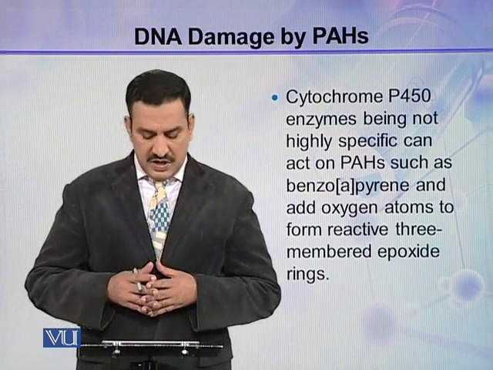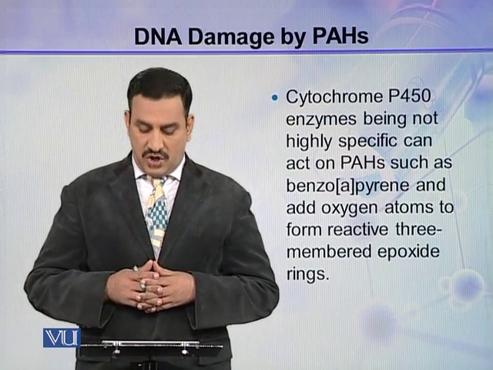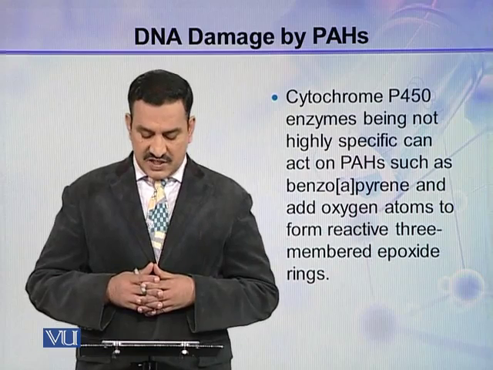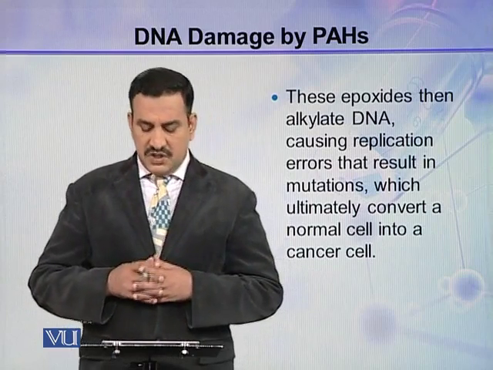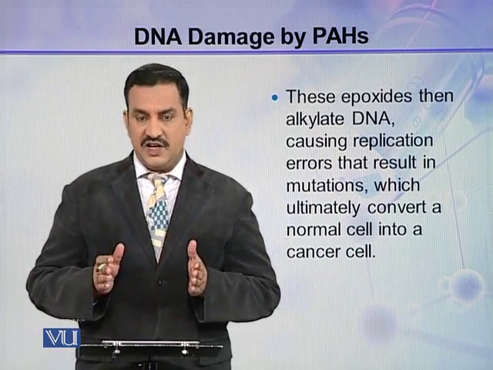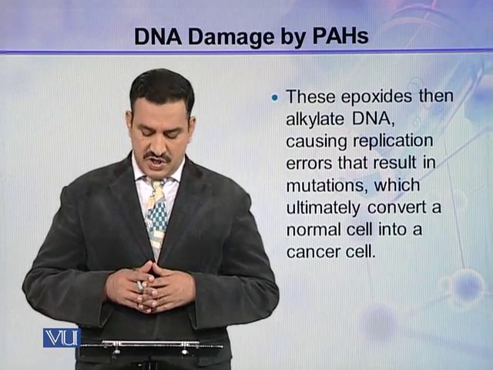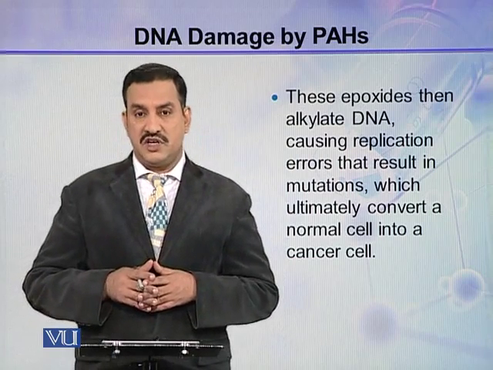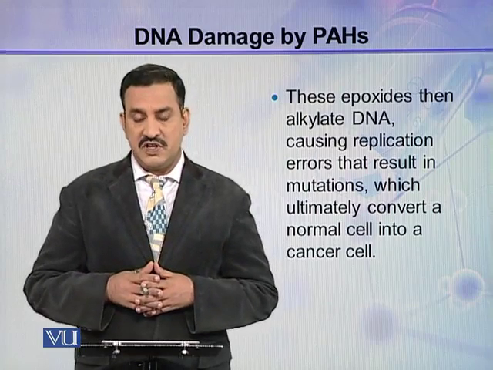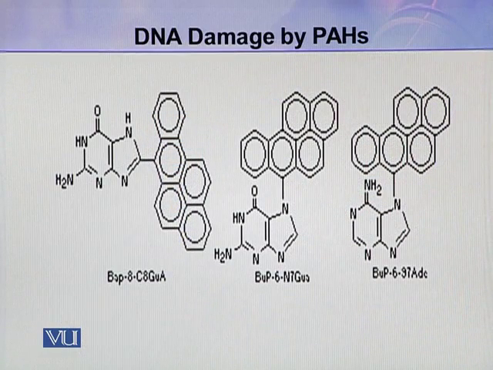In the same way, they act on PAH such as benzo[a]pyrene, and add oxygen atoms to form reactive three-membered epoxide rings. These epoxides then alkylate DNA, causing replication errors that result in mutations. And due to these mutations, the normal cells ultimately will convert into cancer cells. Here are some examples of DNA damage by PAH.